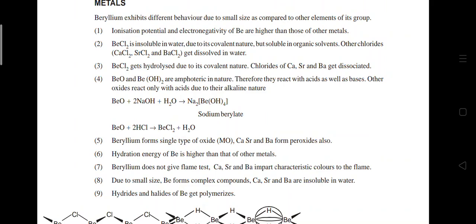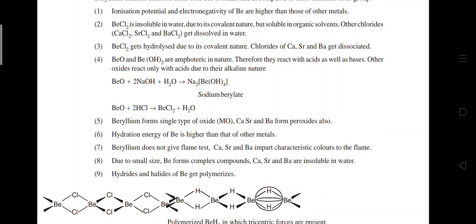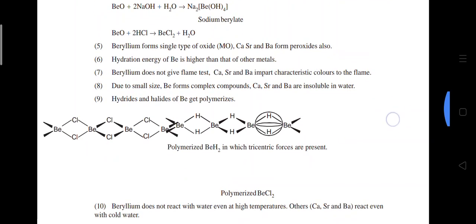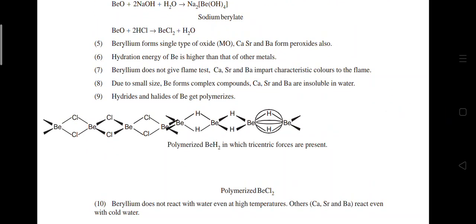Beryllium oxide and beryllium hydroxide are amphoteric in nature. Therefore, they react with acids as well as bases. Other oxides react only with acids due to their basic nature. Beryllium forms a single type of oxide. Calcium, strontium and barium form peroxides also. Hydration energy of beryllium is higher than that of other metals.